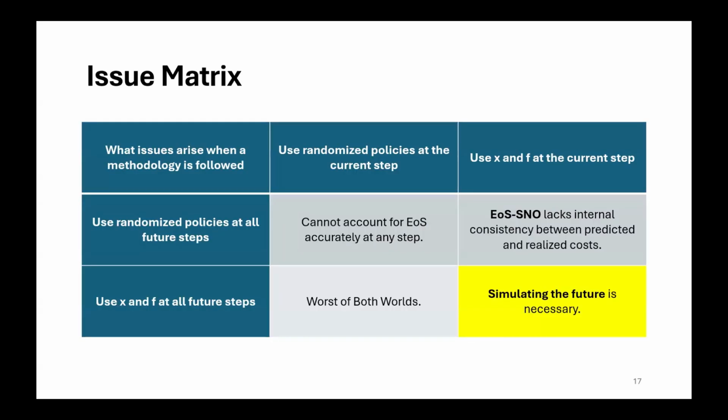So let me summarize what's happening here. We use randomized policies. If we use them at the current step, there is no point in using them at the current step. But if we use X and F at the current step and use randomized policies for future steps, EOS SNO, as it is called, lacks internal consistency. If we use randomized policies for the current step and X and F for future steps, that's the worst of both worlds. We neither use EOS nor have any internal consistency in the model. And if we use X and F at the current step and X and F at the future steps, we don't know the future, so we have to simulate the future. And this is what the problem statement comes down to.